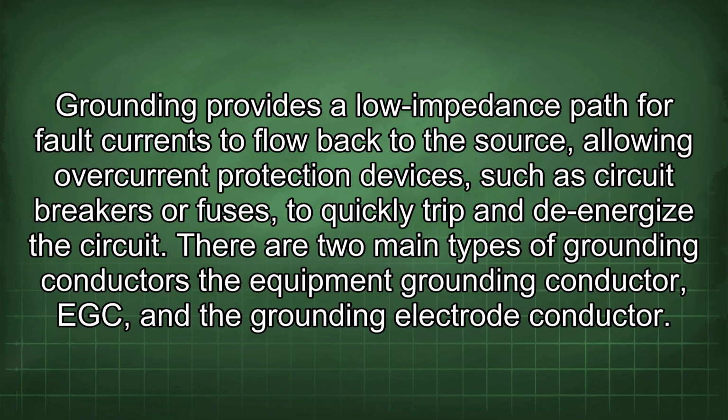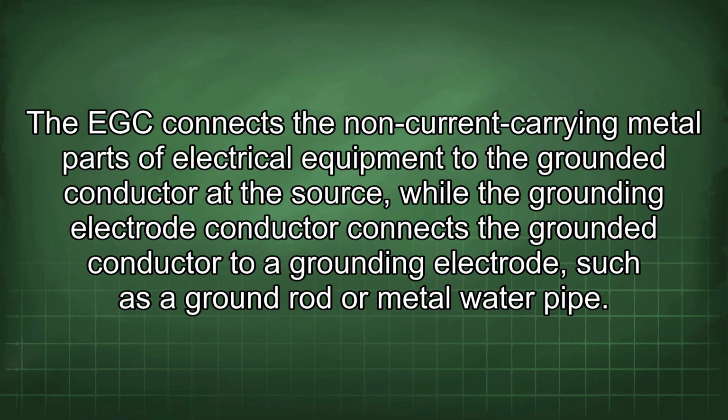There are 2 main types of grounding conductors: the equipment grounding conductor (EGC) and the grounding electrode conductor. The EGC connects the non-current carrying metal parts of electrical equipment to the grounded conductor at the source, while the grounding electrode conductor connects the grounded conductor to a grounding electrode, such as a ground rod or metal water pipe.